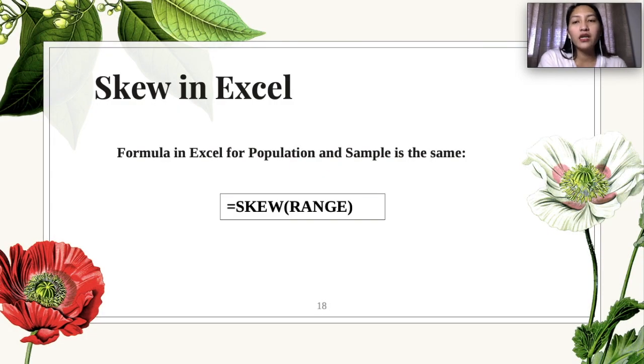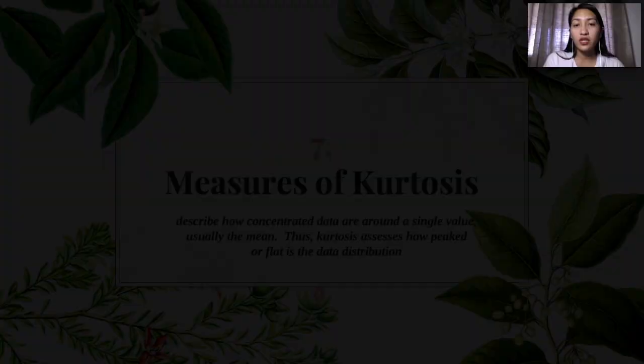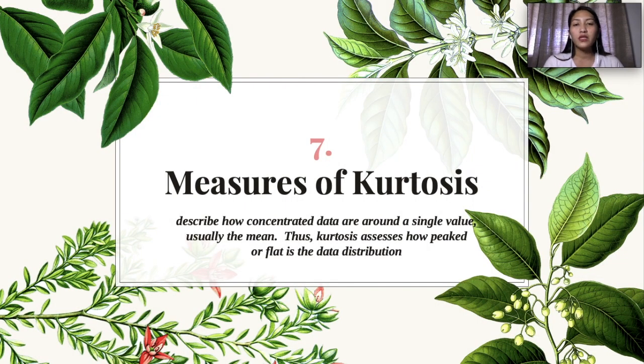In Excel, ang kailangan mo lang dyan is the keyword SKEW and then yung range. Pareho lang yung formula ng population and sample ng skew. SKEW na keyword, tapos yung range. Yung range na yung range ng cells natin. Ngayon, mag-proceed naman tayo sa measures of kurtosis.